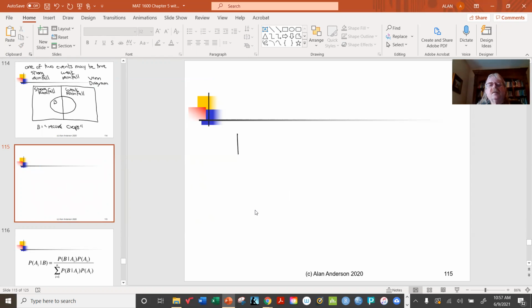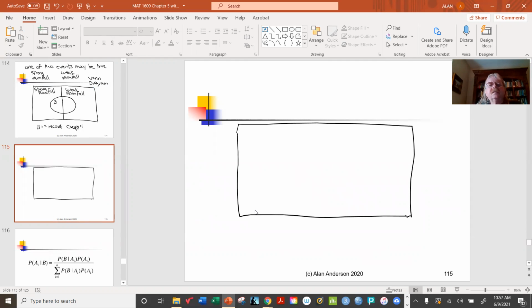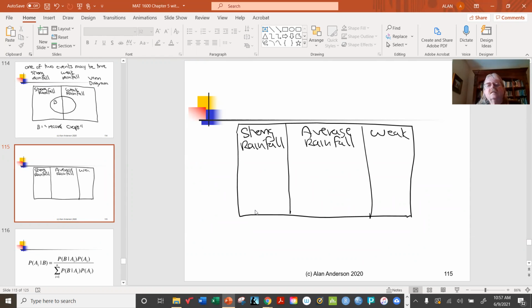Let's see a similar example. Suppose I decided to refine it a little. Strong rainfall, average rainfall, and weak rainfall. There's nothing to stop me from doing this, but, and by the way, then here's our event B, which is the record crops. And again, whether we have record crops or not, it certainly depends on which rainfall we get.